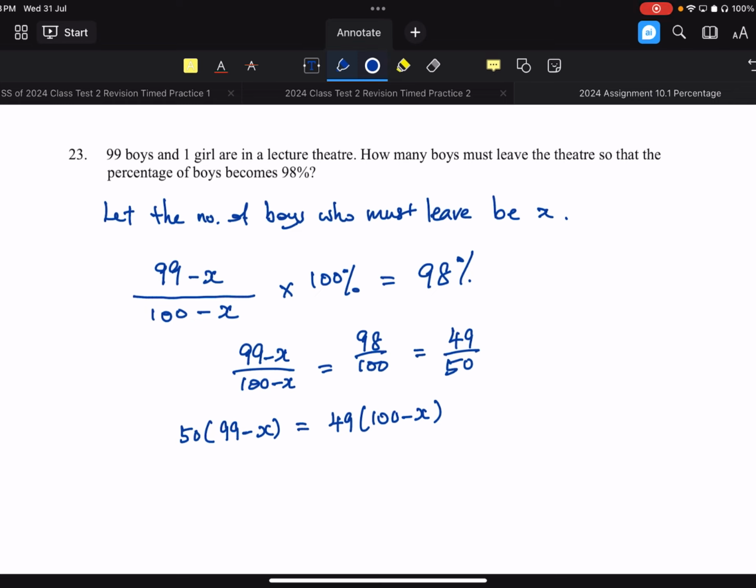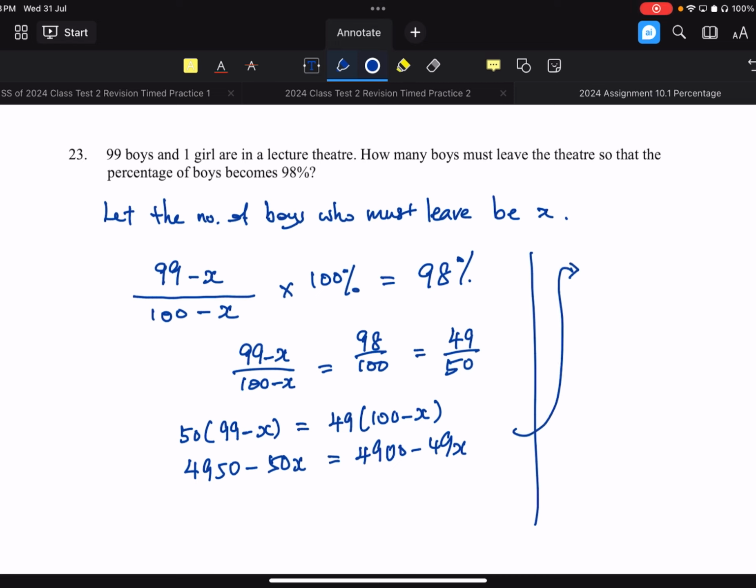So this gives us 4950 minus 50x equals to 4900 minus 49x. Okay, I'm running out of space. I continue here, right? So work this one out. X is actually equals to 50. Therefore, 50 boys must leave the theater.